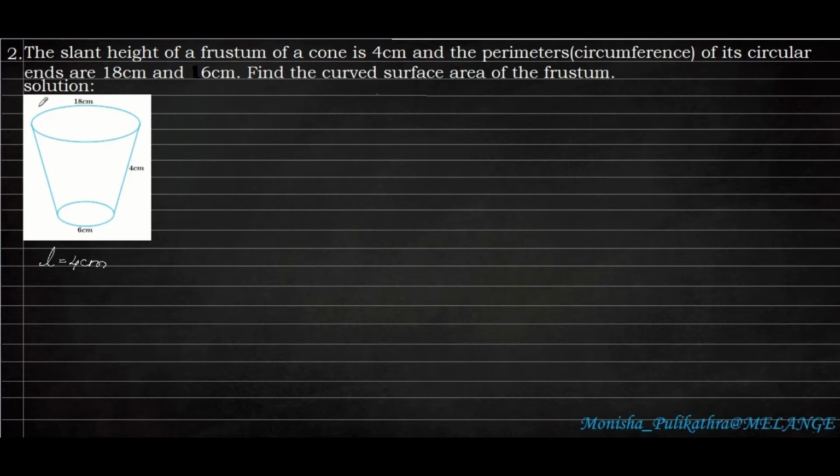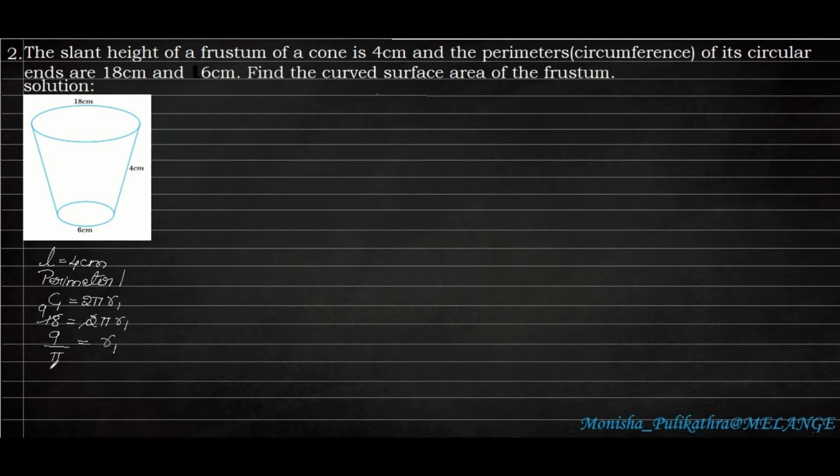The perimeter of the top end is given as 18. Let it be perimeter 1. So C1 is equal to 2 pi r1. C1 is circumference, perimeter and circumference is same. So circumference at the top end is given as 18 is equal to 2 pi r1. Here 2 nines are 18. So 9, and this pi I will be shifting here, so it will become 9 by pi. 9 by pi is r1, radius 1.